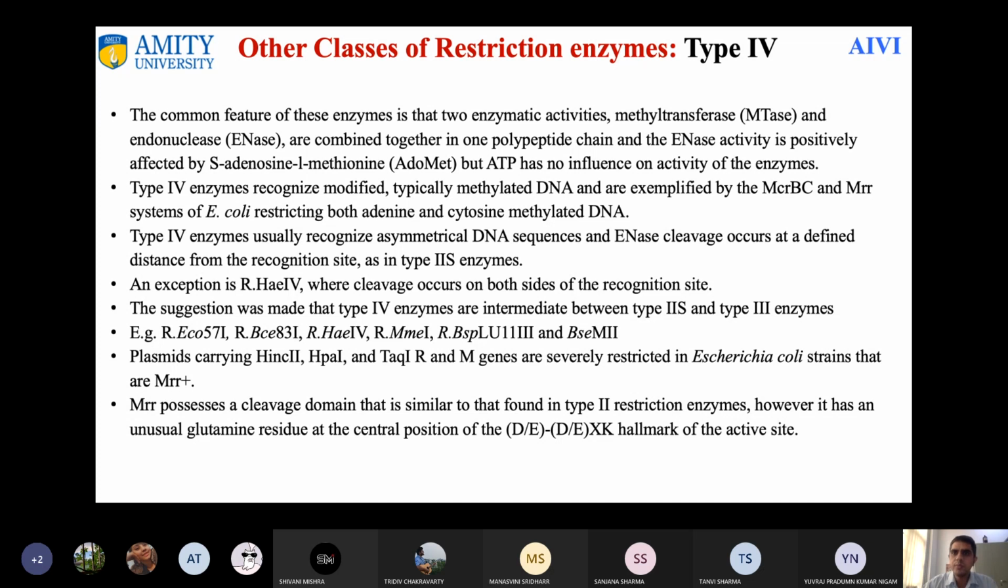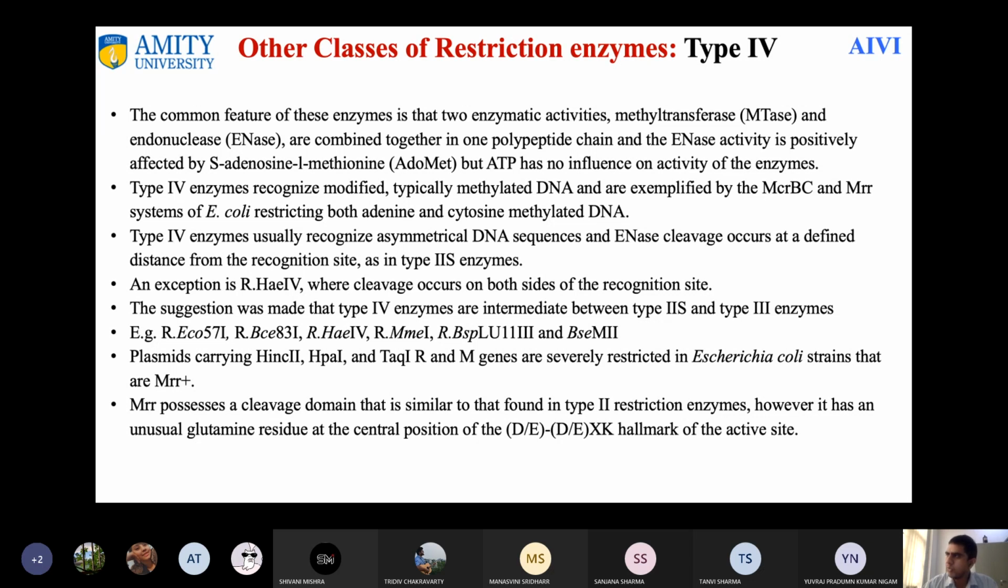This is the property of type 4. The common feature of these enzymes is that they have two enzymatic activities. One is methyltransferase, which means it can transfer the methyl group. Previously we were talking about adding the methyl group, but it is also removing the methyl group. And the second property is endonuclease. So these are the two properties that it has.